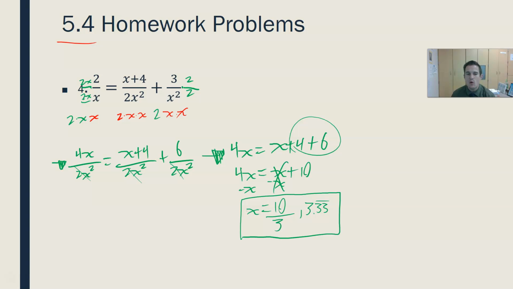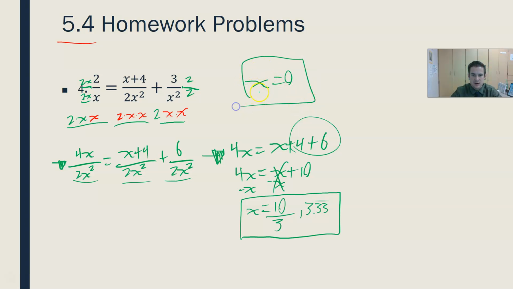So I'm not quite done. I want to double check and make sure that I don't have any extraneous solutions, meaning that I don't have any excluded values that are also solutions. Before I simplified anything here, I had 2x squared, 2x squared, 2x squared. If I set one of these factors equal to 0, I'm going to have an excluded value of x equals 0. So if I had a solution of x equals 0, that would be an extraneous solution and it wouldn't work. But my solution is not equal to 0, so I'm good. I'm done. My answer is 10/3.